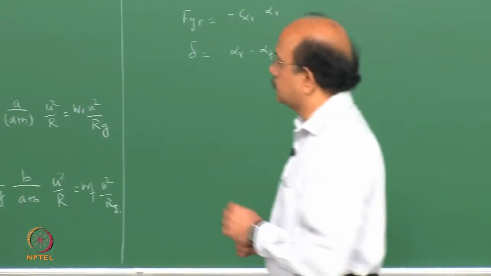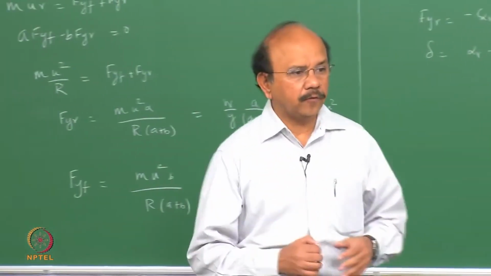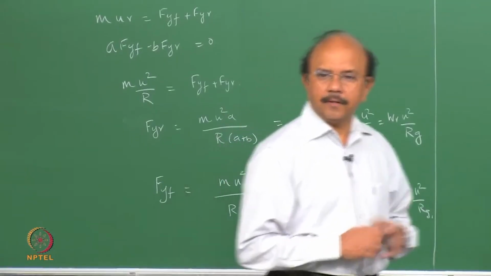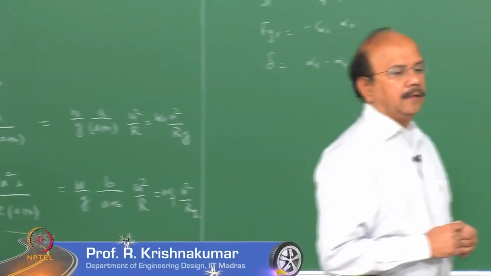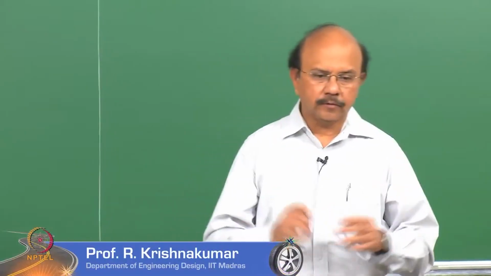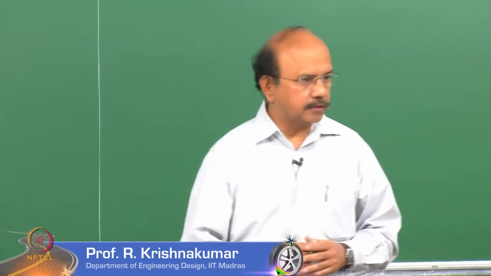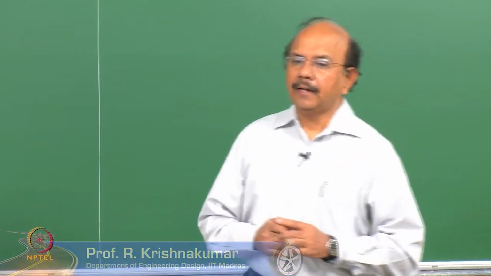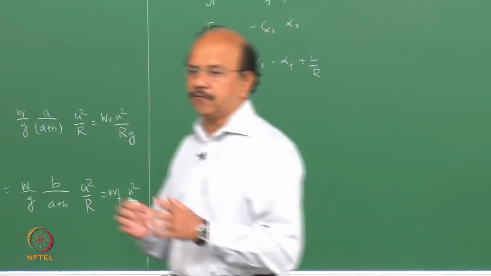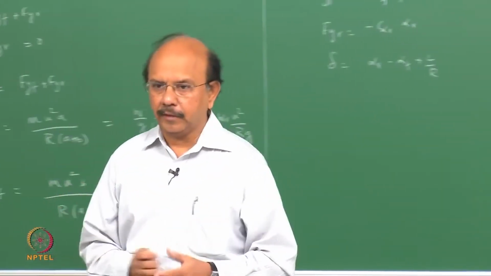In the last class, we had defined a very important parameter which we called the understeer gradient. We looked at it from a state space form. The equations were written in a state space form. And we found out that this understeer gradient plays a very important role in the stability of the vehicle.